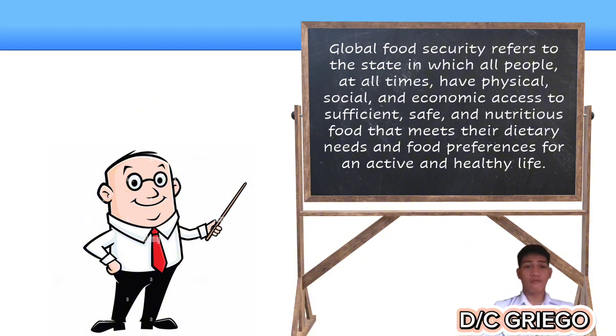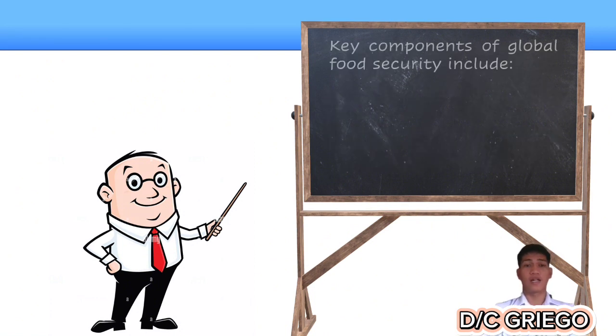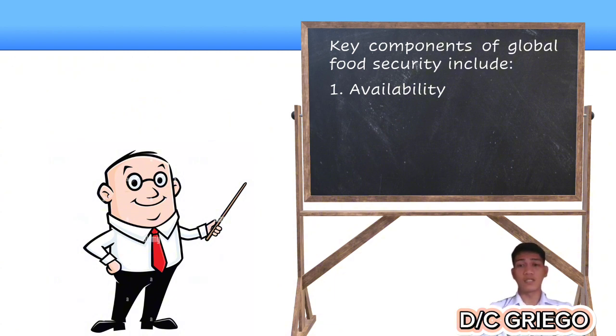So, global food security refers to the state in which all people at all times have physical, social, and economic access to sufficient, safe, and nutritious food that meets their dietary needs and food preferences for an active and healthy life. So the key components of global food security include availability. So availability: sufficient quantities of food must be consistently produced to meet the demands of the global population.